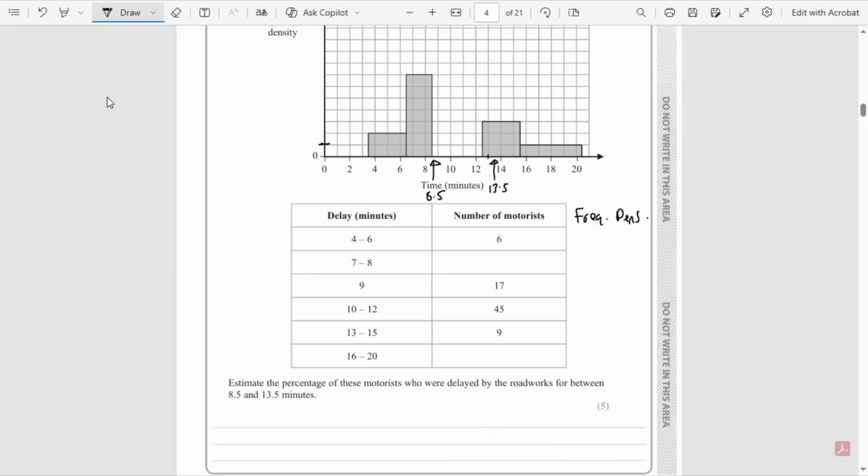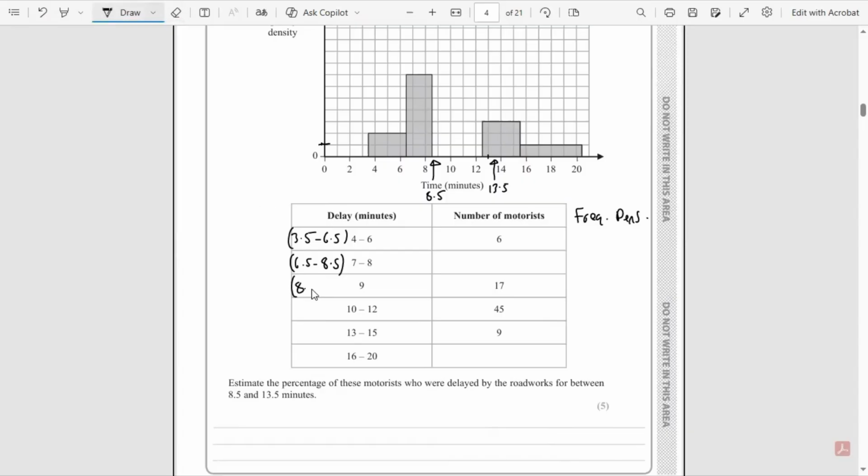So really what I'm just going to do here in brackets is say that this group here is 3.5 to 6.5. This class interval here is 6.5 to 8.5. This class interval here is going to be 8.5 to 9.5. So the upper and lower bounds of 9 rounded to the nearest number. So I've made a mistake there. Let me just change that to an 8.5. There we go, to 9.5. You get the idea, 9.5 to 12.5.